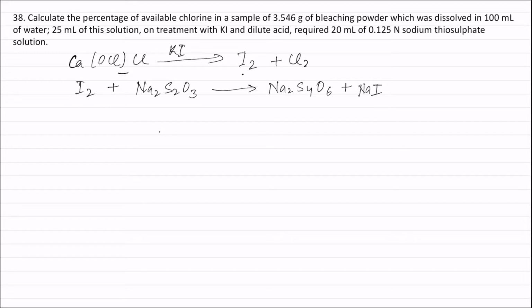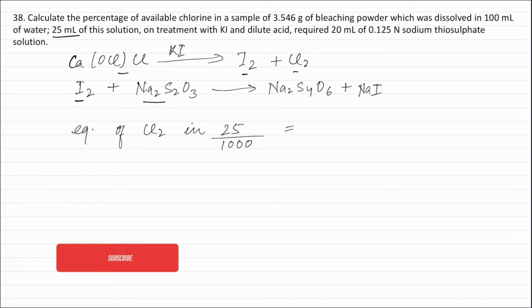Now, as can be seen from the equation for the reaction, equivalents of bleaching powder will be equal to equivalents of iodine, and equivalents of iodine will be equal to equivalents of chlorine, and equivalents of iodine is also equal to equivalents of sodium thiosulphate. Or it can also be said that equivalents of chlorine is equal to equivalents of sodium thiosulphate. Now the volume of the bleaching powder solution taken is 25 milliliter.